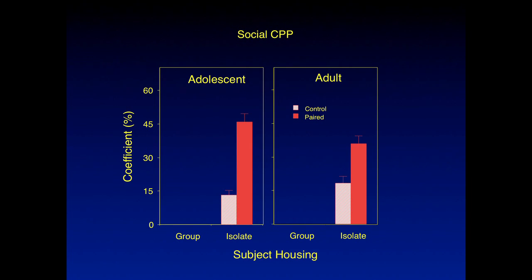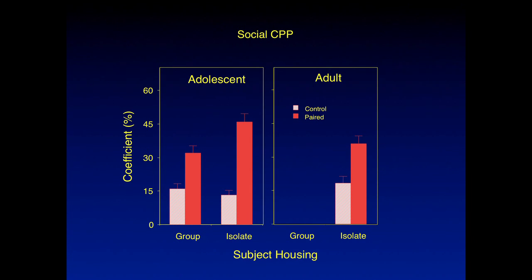So if we look at isolate-housed adolescents and adults, both adolescents and adults, if they're housed by themselves, they find social stimuli really reinforcing. So the animals that receive paired exposure spend a lot more time on that side than control animals that didn't receive the presence of a social stimulus on that side. And that's not surprising. I mean, they're desperate for social stimulation.